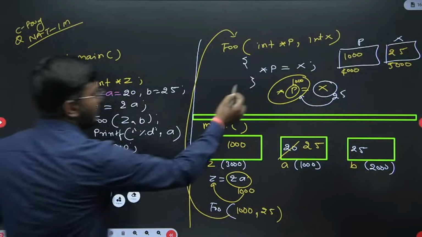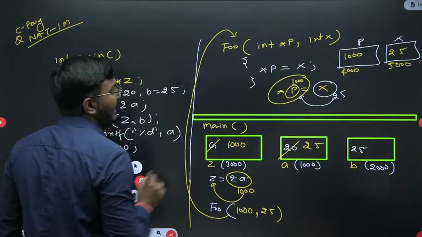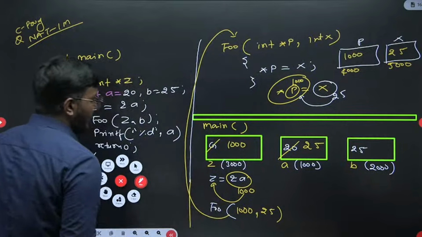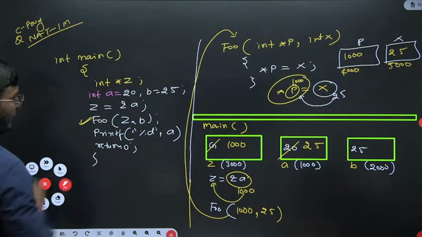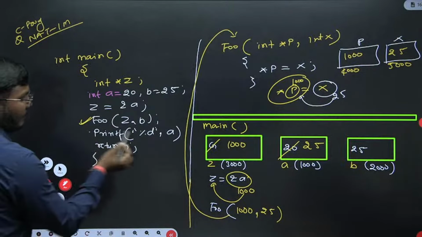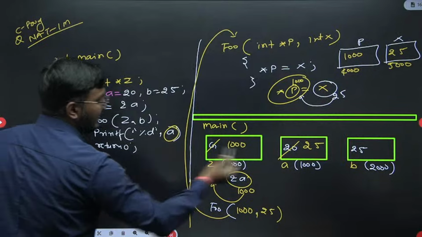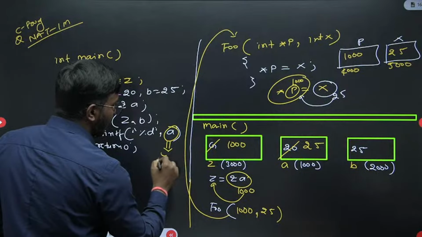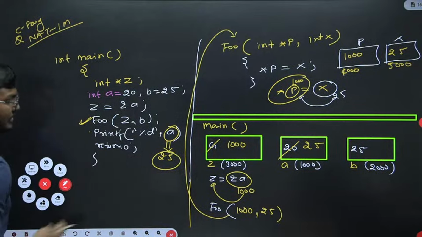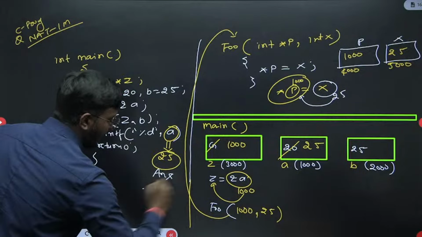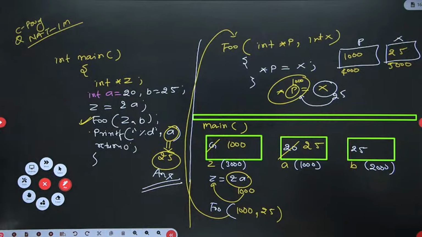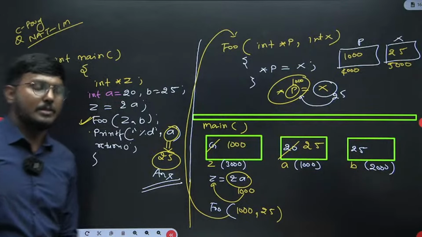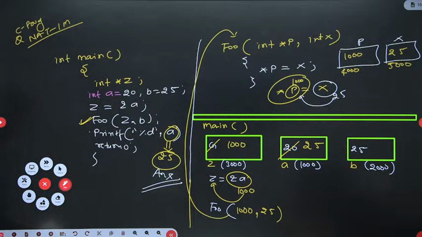Now see, as soon as we see the closing bracket here, we move to the main function again. In the main function, after the foo function call, we have this printf statement: printf %d and a. What is the value of a in the main function? We have 25. So 25 will be printed by this printf function. So the answer is 25. Understood? Getting my point now? Done. Any doubt you want to ask?